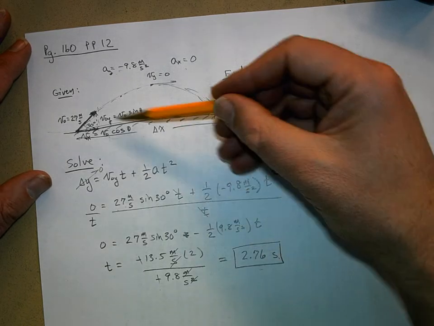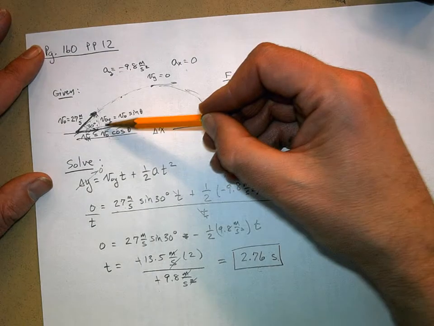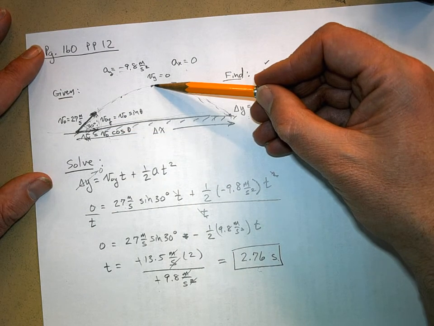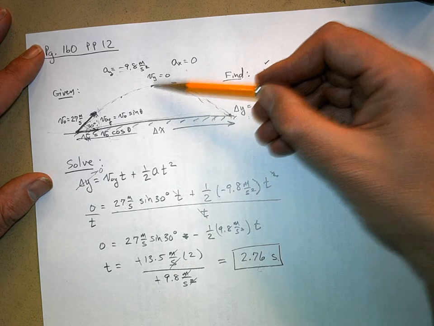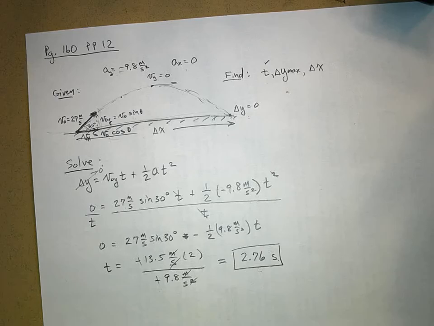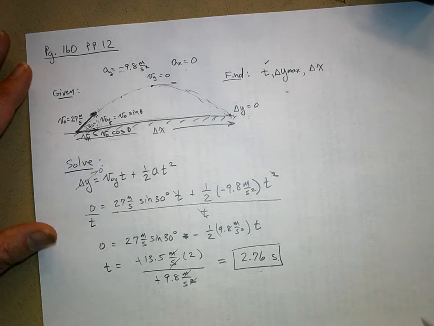I know the initial velocity. I know the final velocity in the y direction is 0. And I want to find delta y, and I know the acceleration. So what equation doesn't have time in it? Use the fourth kinematic equation.